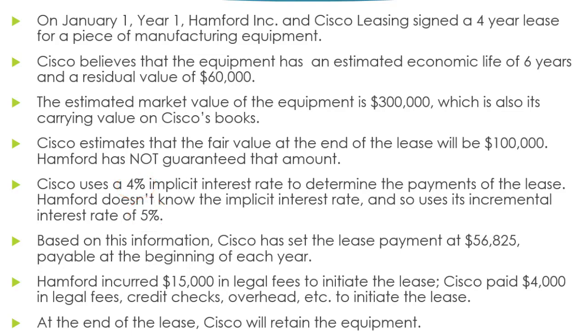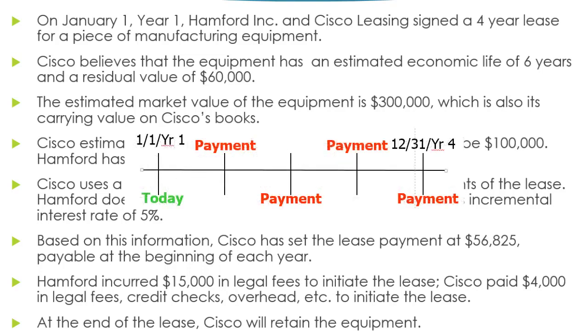Based on this information, Cisco has set the lease payments at $56,825. They'll be payable at the beginning of each year. Now we'll stop here again. This is a really important concept. Up till now, when we've done time value, we have assumed all payments would be made at the end of the period. Because bonds and other forms of debt, that's when they pay, right? Interest accrues all period long. We make some kind of a payment at the end.